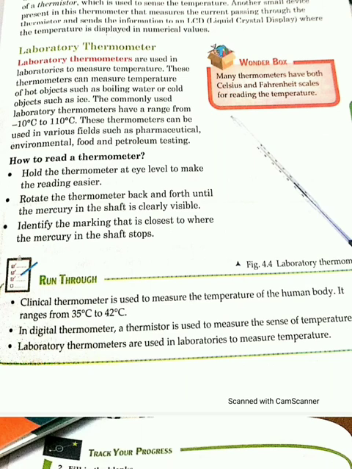Then the third and the last one is the laboratory thermometer. Laboratory thermometer means the thermometer which is usually used in labs and which has many more scales to measure the temperature. Its range varies from minus 10 degrees Celsius to 110 degrees Celsius. So we can say that these types of thermometers are used in various fields near us.